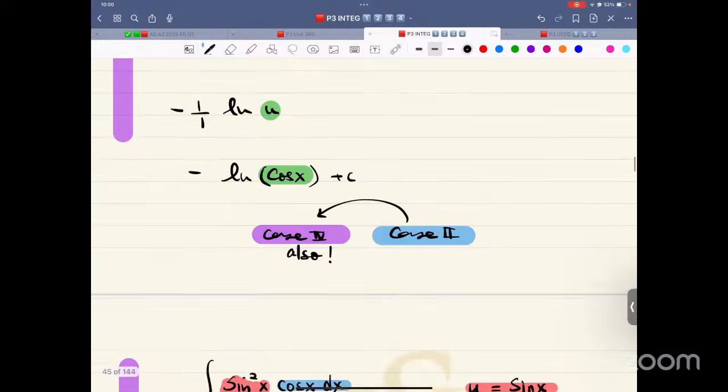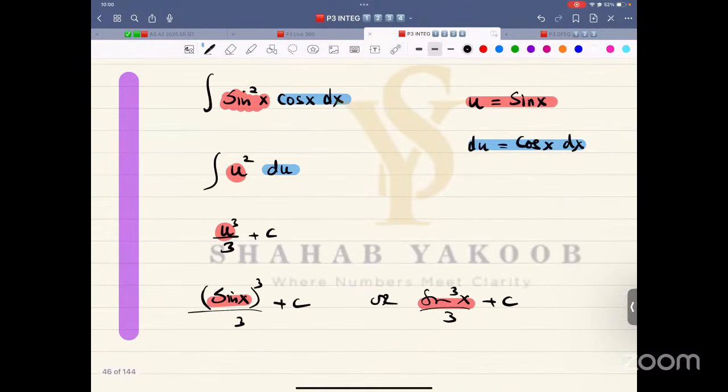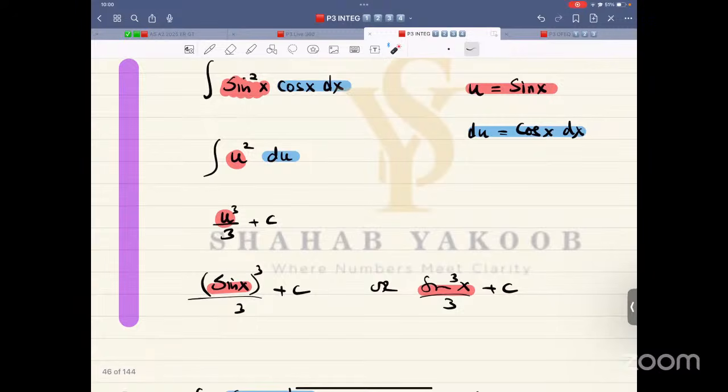Now, sine square into cos x dx. Choose u as the one trapped inside the power, not with the power, without the power. So u is sine x, du is equal to cos x dx. This is u squared du, that's u cube over 3 plus c, sine cube x over 3 plus c. Have a good look.